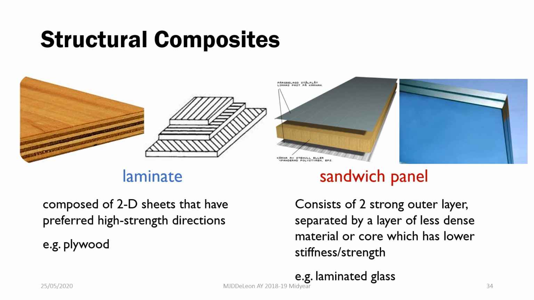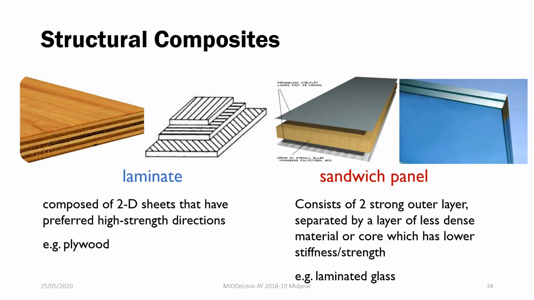Of the kinds of structural composites, in here we'll tackle two. We have your laminates. So laminates are composed of 2D sheets that have a preferred high strength direction. An example of this is plywood. If you look at plywood, tinawag siyang plywood because it's composed of different plies of wood. These different plies of wood are aligned in different directions. You can have them stronger bonded by, let's say, wood glue.